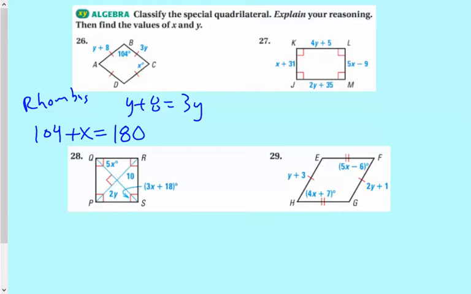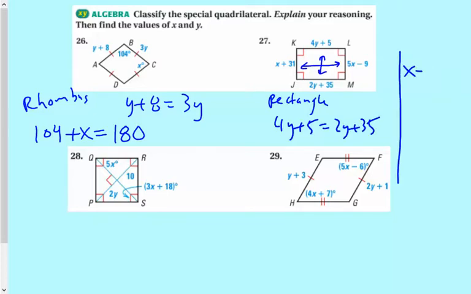For 27 here, let's see, we have a rectangle. We have 4 right angles. So 4 congruent angles is a rectangle. We don't know it's a square, but we know it's a rectangle. And then opposite sides are equal. So you just set 4y plus 5 equal to 2y plus 35, solve for y. And then you could set x plus 31 equal to 5x minus 9. Because it's a rectangle, it's also a parallelogram.